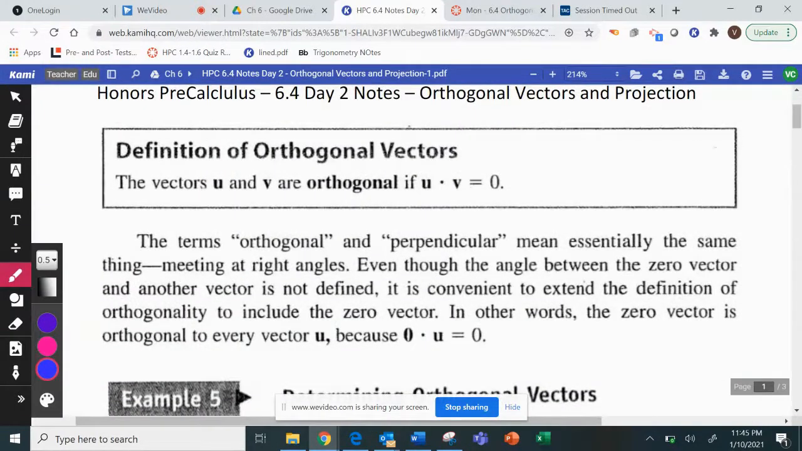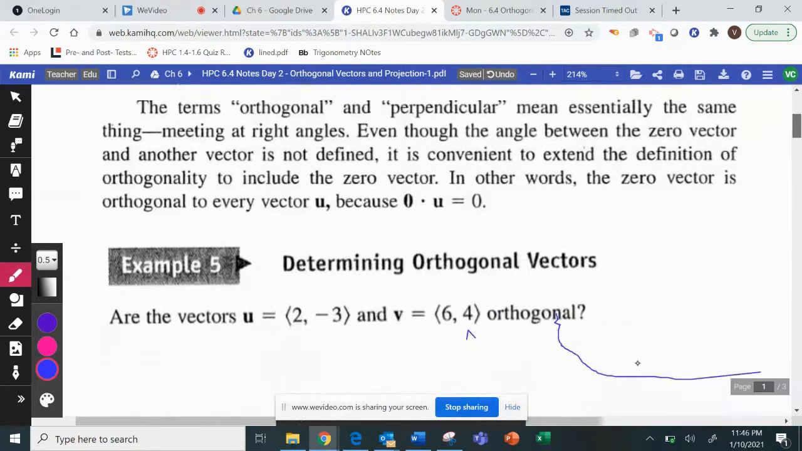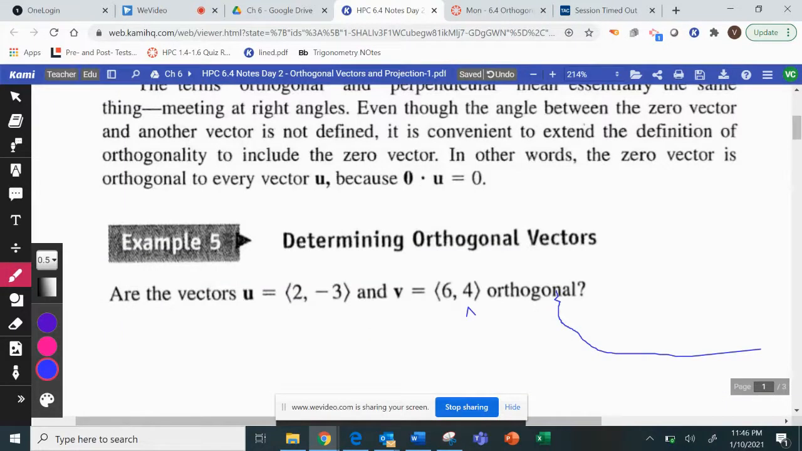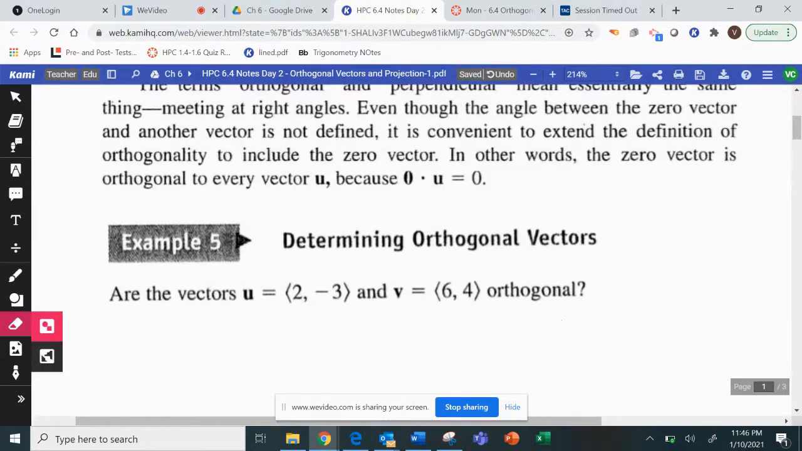The vectors u and v are orthogonal if u dot product v equals 0. The terms orthogonal and perpendicular are basically the same thing. We're meeting at right angles. And then this goes on to talk about the 0 vector, meaning we can use the 0 vector in this formula as well.